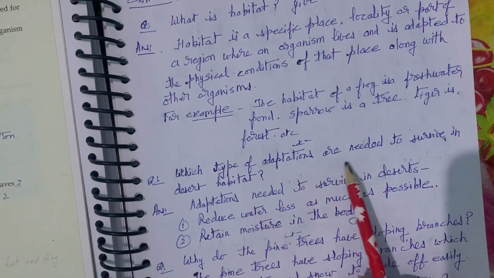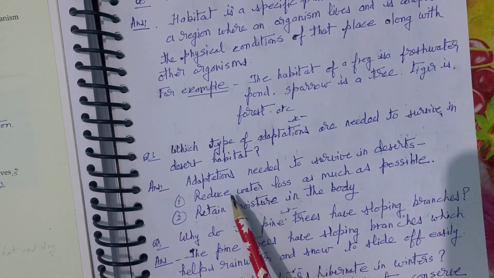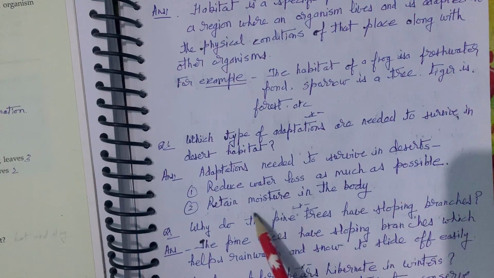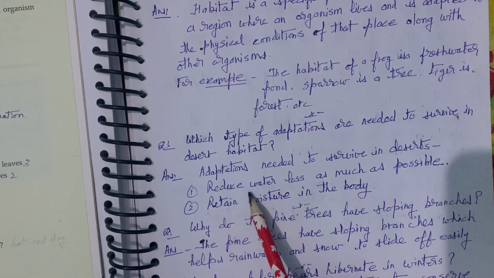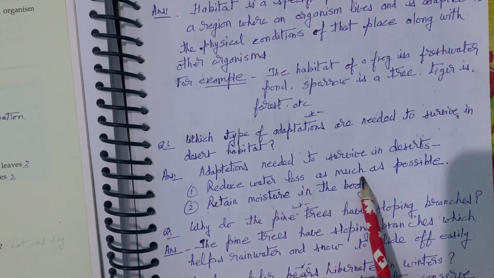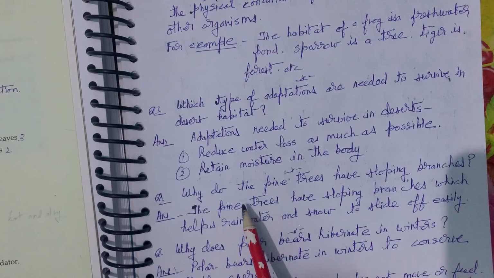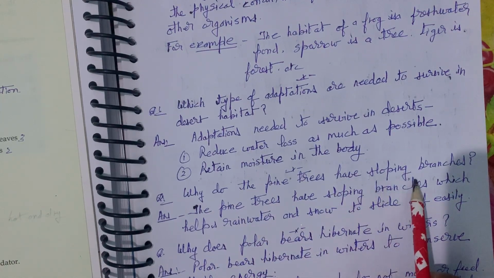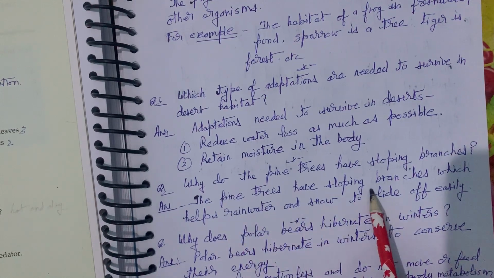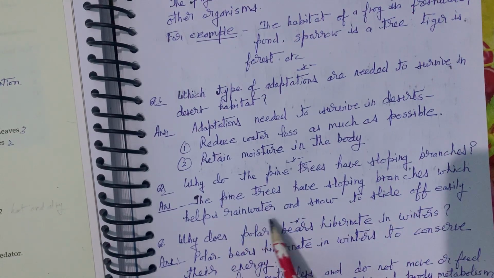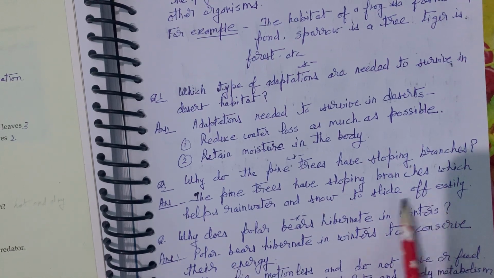Which type of adaptations are needed to survive in desert habitat? Adaptations needed to survive in desert habitats: reduce water loss as much as possible and retain moisture in the body. Why do pine trees have sloping branches? The sloping branches help rainwater and snow to slide off easily.